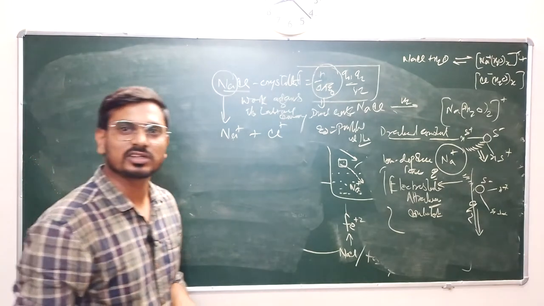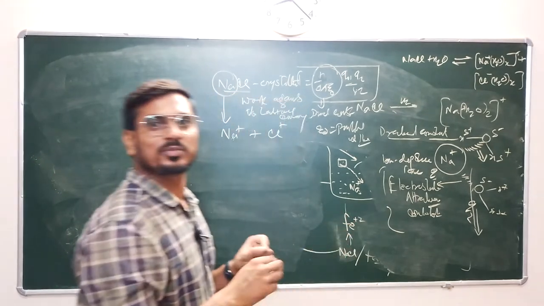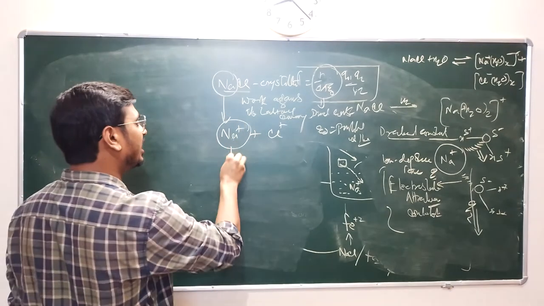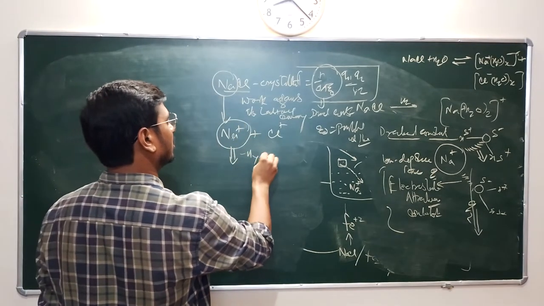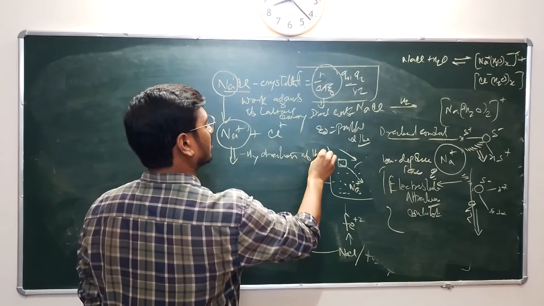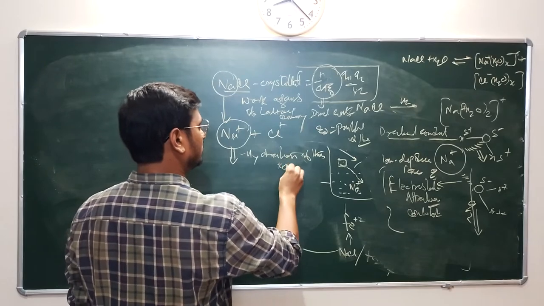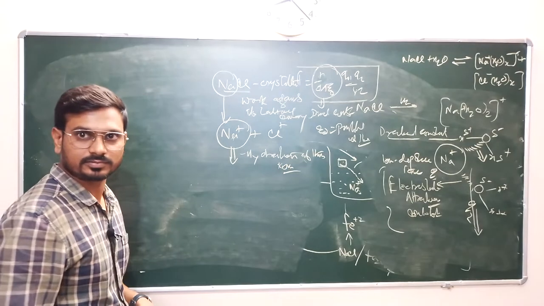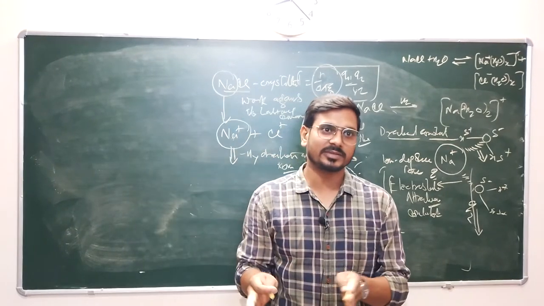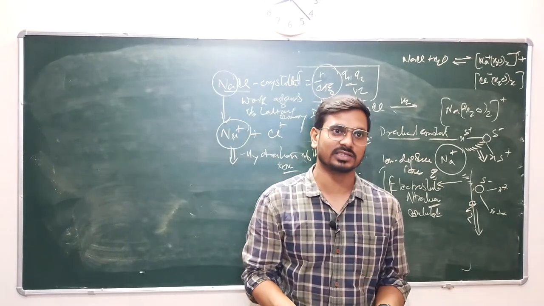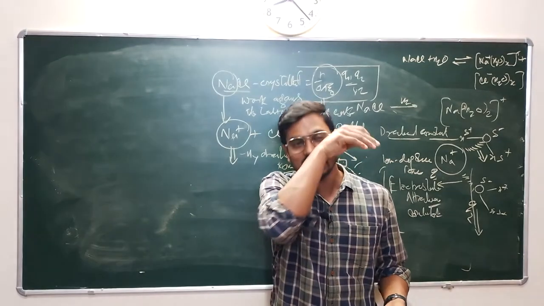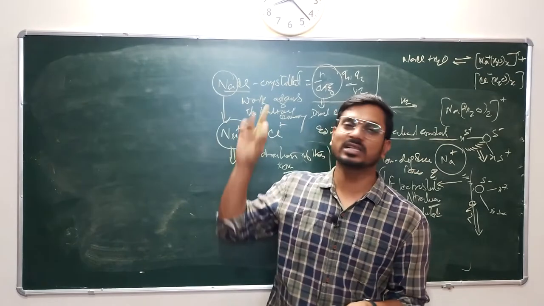And where do you get this energy from? You receive this energy from the subsequent hydration of the ions. Because hydration is the process where positive and negative charges interact, and there is a release of energy in the form of heat. The release of energy, and that energy is utilized to break the lattice of NaCl.